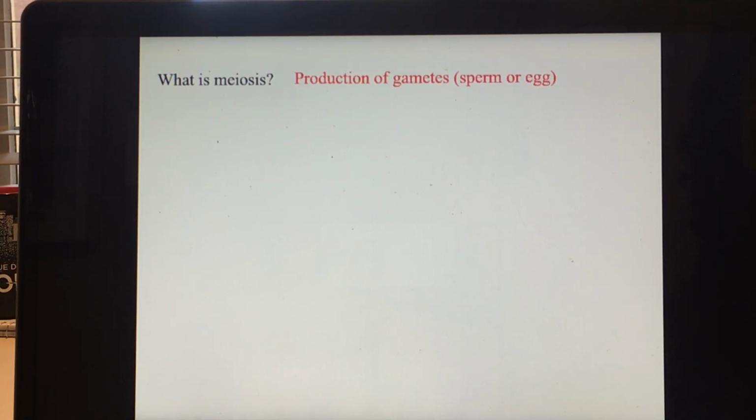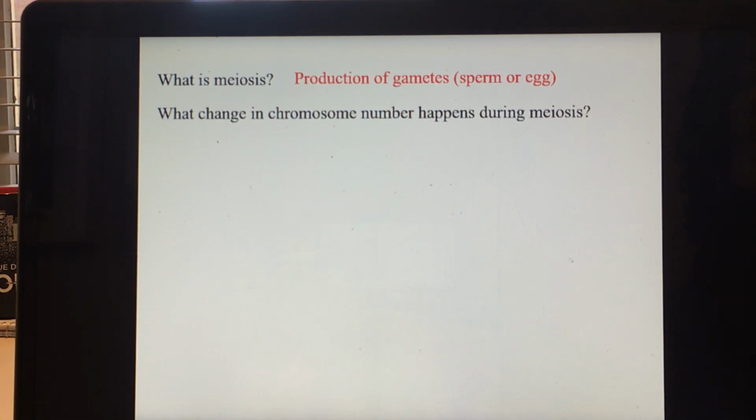Meiosis is the production of gametes, sperm or egg. What change in chromosome number happens during meiosis? A diploid cell produces 4 haploid cells, so you go from 2N to N. The chromosome number divides in half.